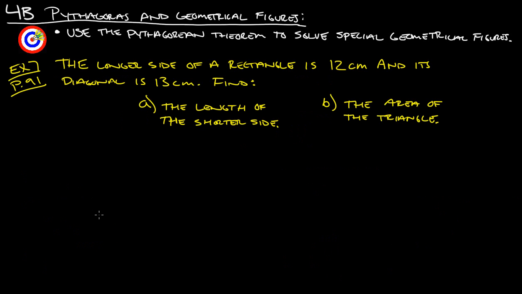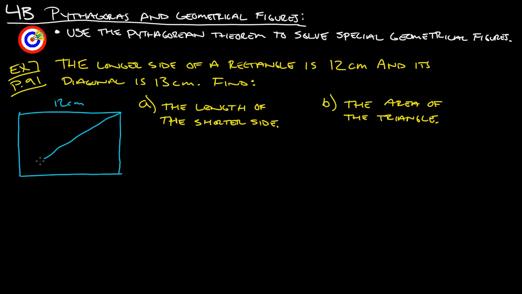Alright, first one we're going to take a look at is example 7 from page 91. It says the longer side of a rectangle is 12 centimeters and its diagonal is 13 centimeters. Find the length of the shorter side and find the area of the rectangle. I always like to draw a picture of what they're talking about. For me, that always makes a little more sense. So, longer side of the rectangle is 12 centimeters. Its diagonal is 13 centimeters.